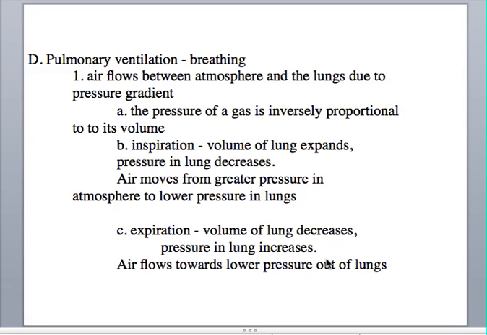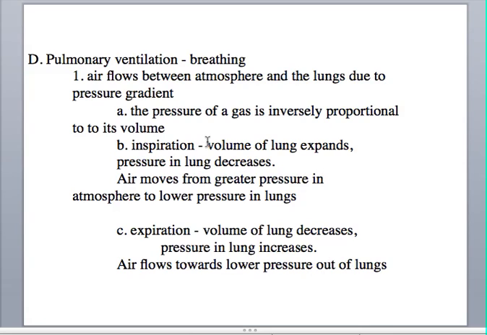We've got to talk about a few gas laws, and one of those gas laws is that the pressure of a gas is inversely proportional to its volume. So as you increase the volume of a gas, you will decrease the pressure. And if you decrease the volume of a gas, you will increase its pressure. And we'll look at a picture of that here in a minute.